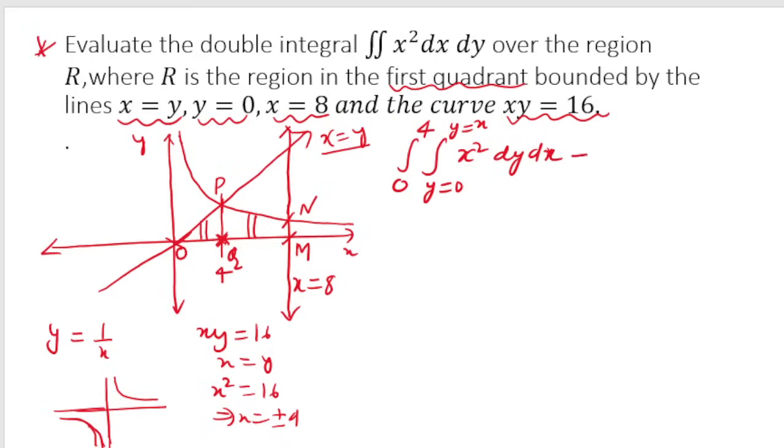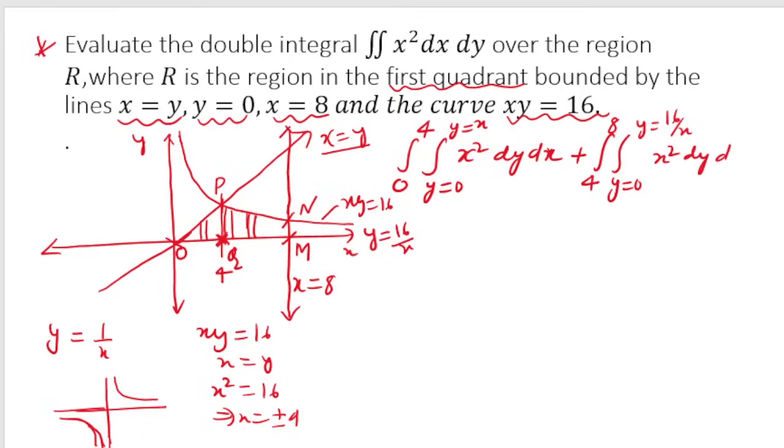And then plus the next vertical strip, which is starting at Q, so it will start at y is equal to 0 and it will go up to this curve. Which curve? That is xy is equal to 16. So xy is equal to 16 basically is 16 by x. So y is equal to 0 to y is equal to 16 by x, and this vertical strip will start at 4 and go up to 8. So I will say from 4 to 8 is the limit of x, and then x square, and then dy, and then dx.